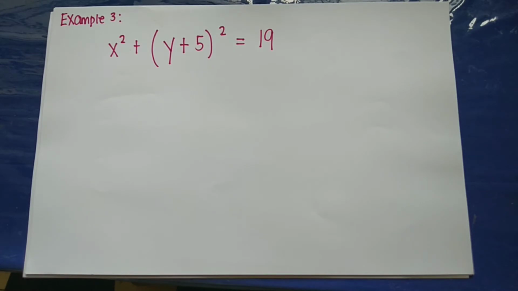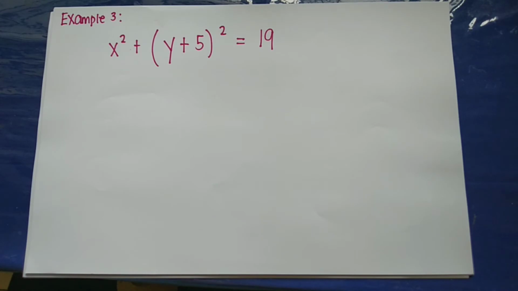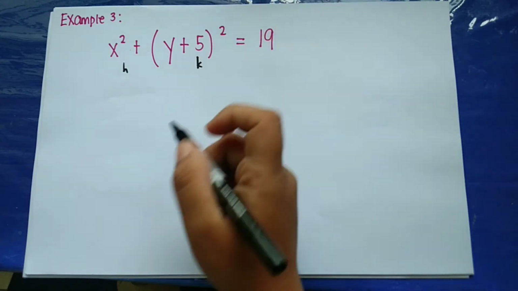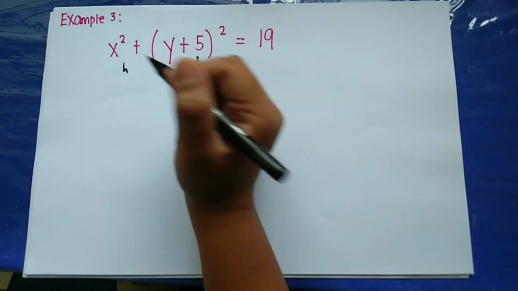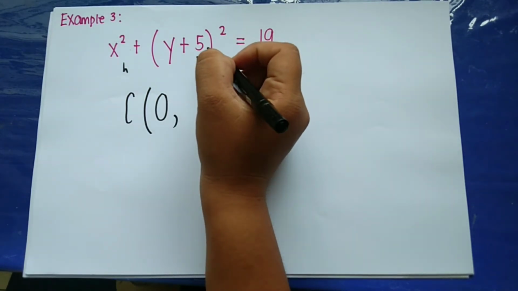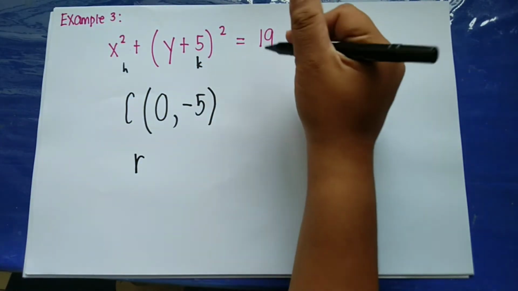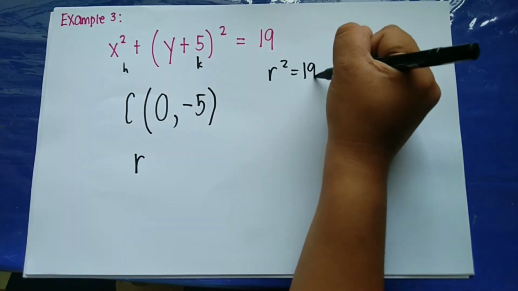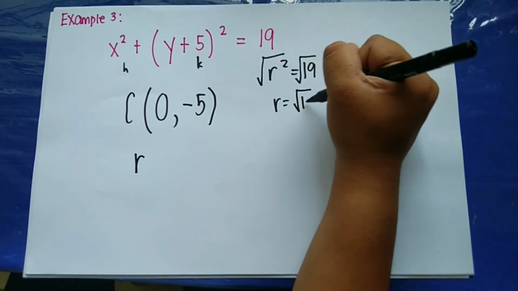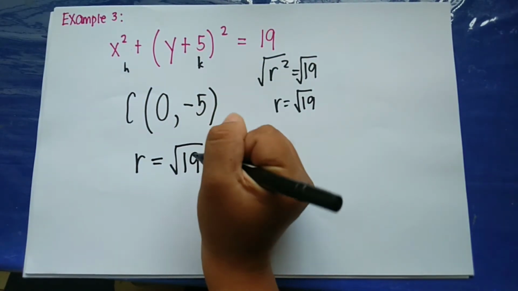For our next given, we all know that if it is in this form, it is at the origin. So this will be your h and this will be your k. Since it is at the origin, the center will be (0, 0). And our radius, r squared is equal to 19. Get the square root, and r is equal to the square root of 19. Therefore, the radius will be the square root of 19.